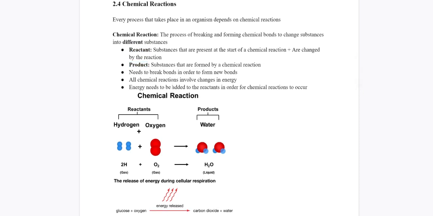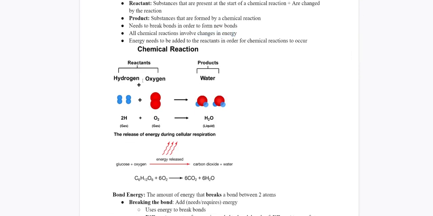So in chemical reactions, the bonds need to break in order to form new bonds. And so those bonds break and form new bonds, which forms the product, which forms the outcome. And all chemical reactions involve changes in energy. So energy needs to be added to the reactants in order for these chemical reactions to actually happen.